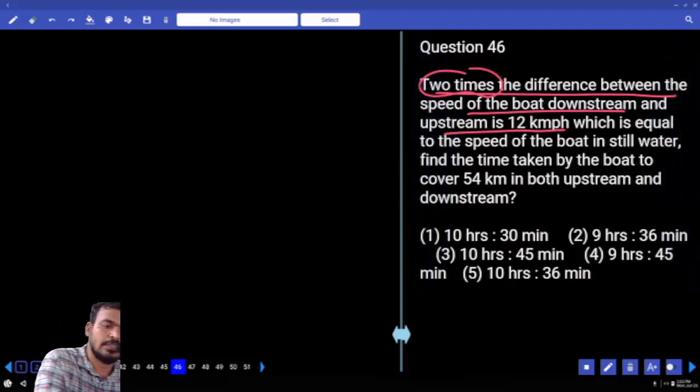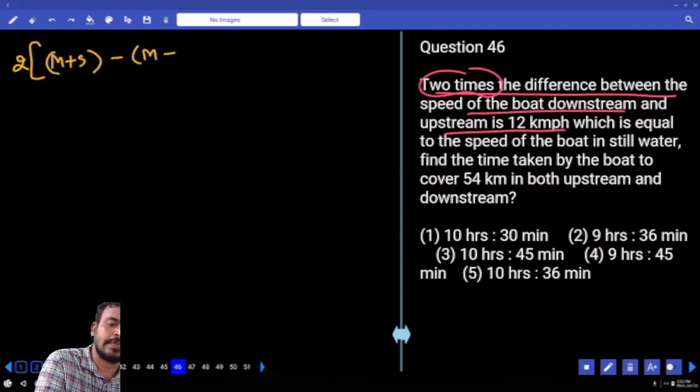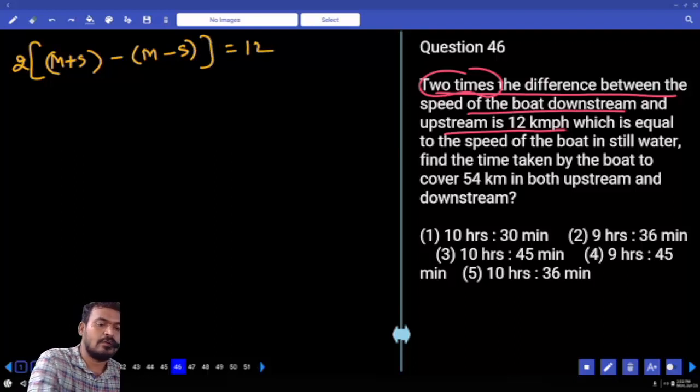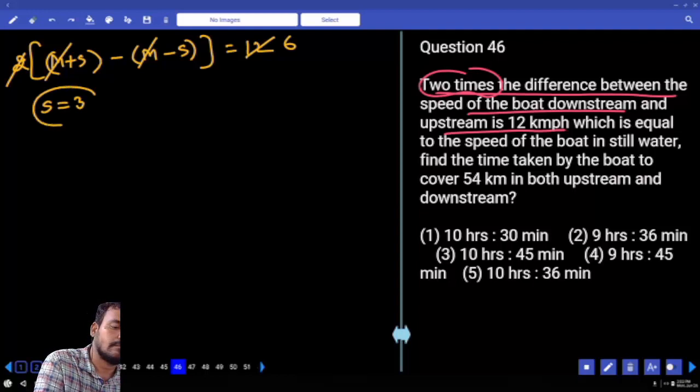But how many times do we need? 2 times. This one I write as 2 times of M plus S minus of M minus S equal to 12. 2 how many times? 6 times. Plus M minus M cancel. Then 2S equal to 6. S value is 3.